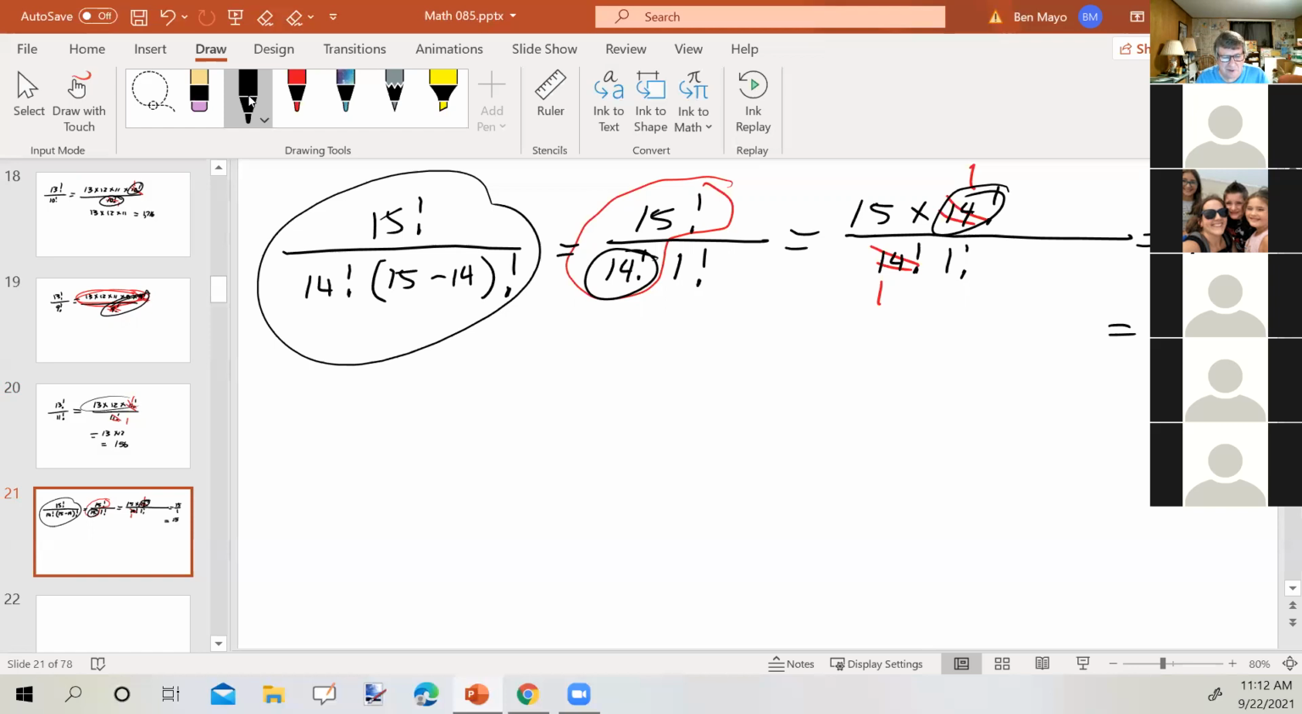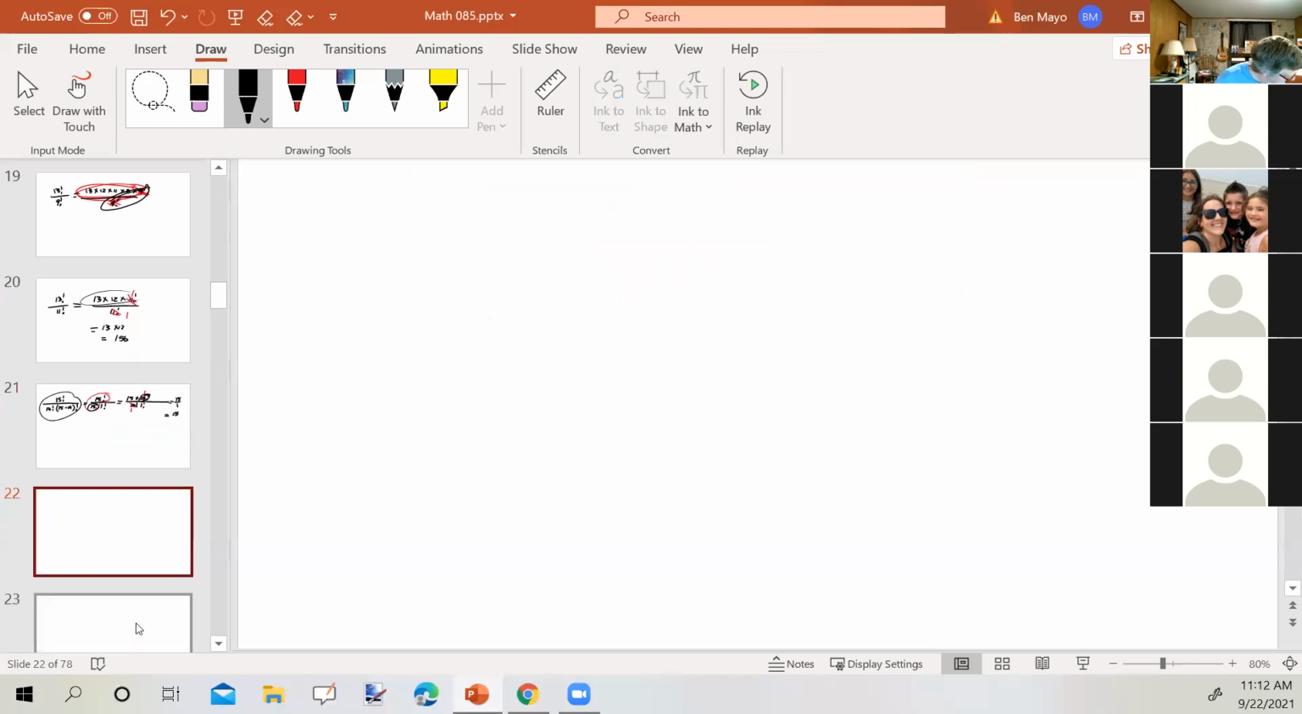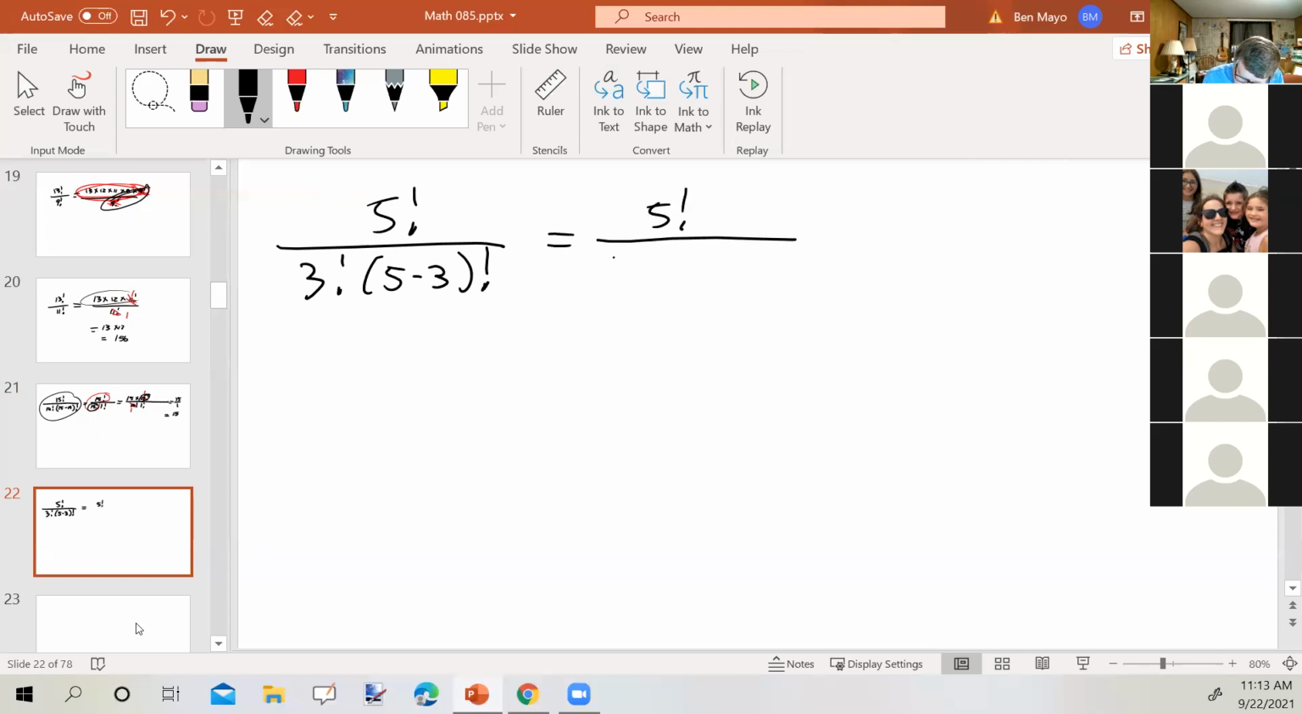And there was silence. How are we doing? I understand it. Okay, let's take another one. Okay, 5 factorial over 3 factorial times the quantity 5 minus 3 factorial. So this is 5 factorial over 3 factorial. What's 5 minus 3? 2. 2 over 2 factorial.